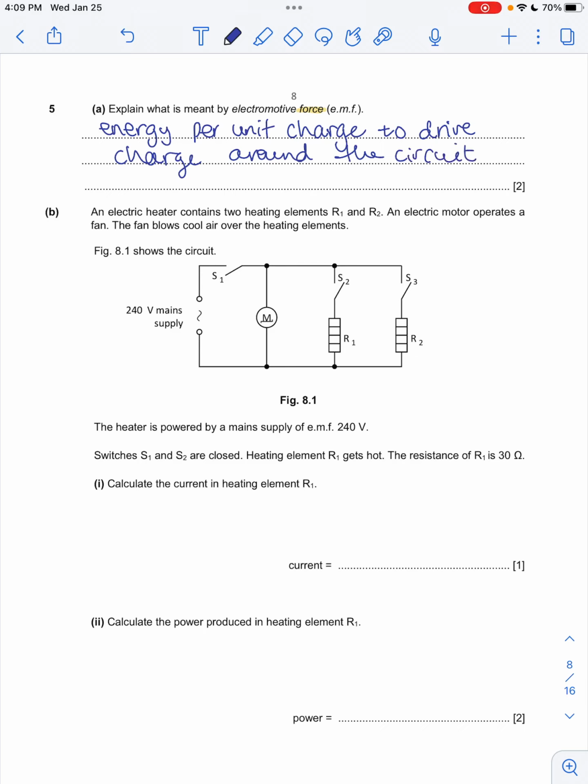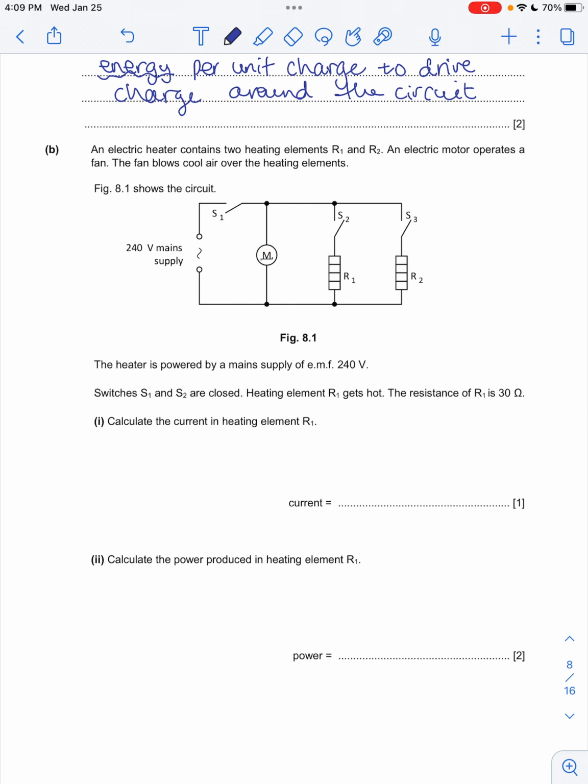So something along those lines, but do be mindful of the word energy. In this case, it was not underlined, but there have been previous papers where it is, so you definitely want to focus on the energy element of it rather than pushing or force elements, because it's not a force, right? The unit of it is volt, which is joules per coulomb. There are no newtons in there anywhere.